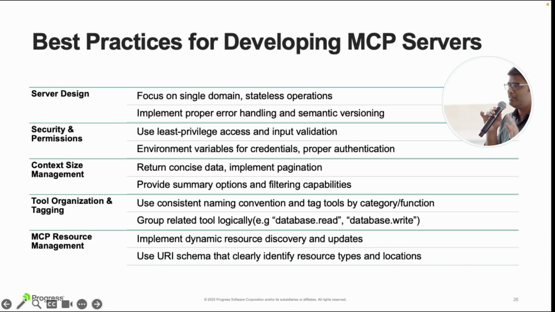MCP servers should focus preferably on a single domain with stateless operation, so that they independently work on a particular functionality, right? Whether it is just taking a weather API, let it do only that. Don't confuse it by doing 5 things with different inputs and stuff like that.